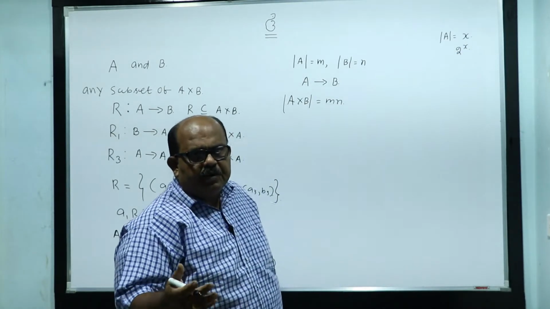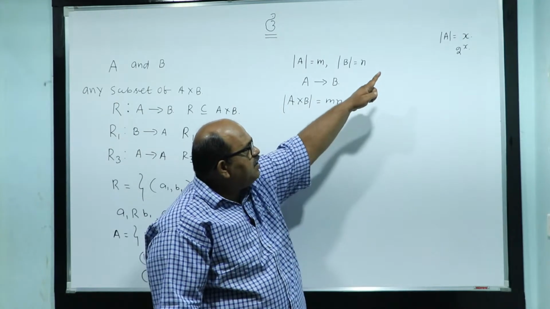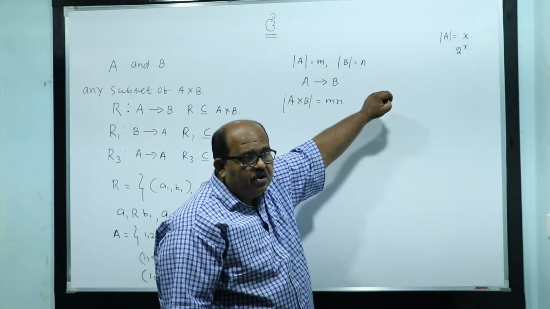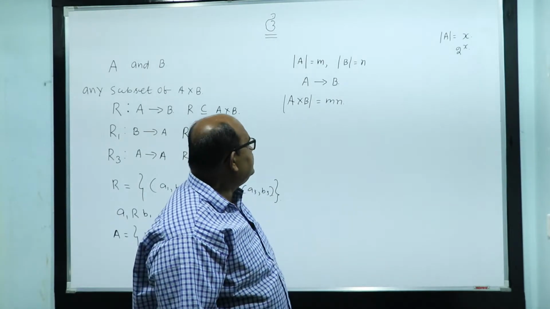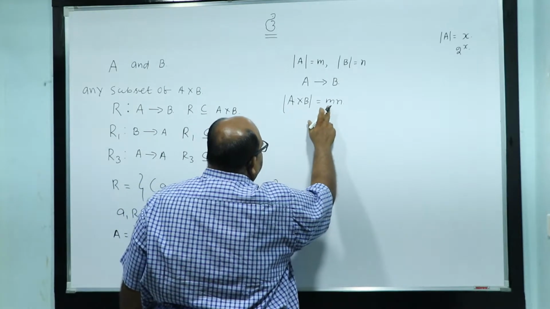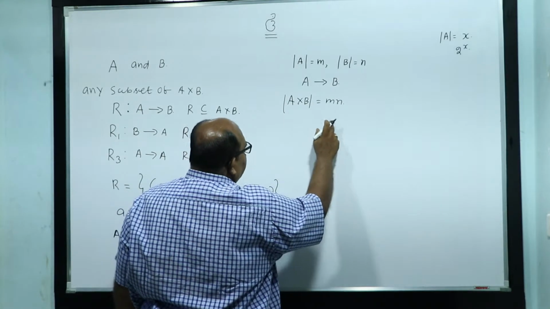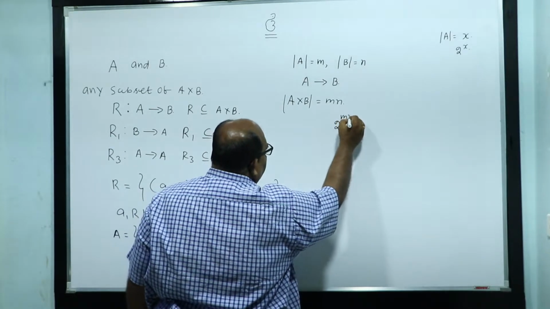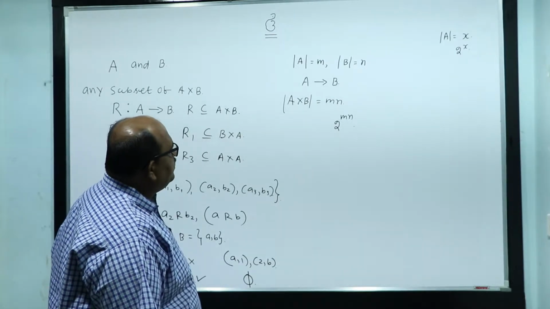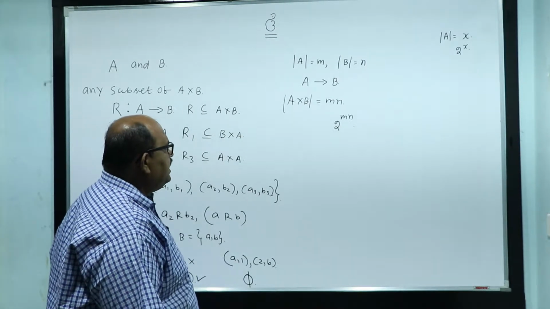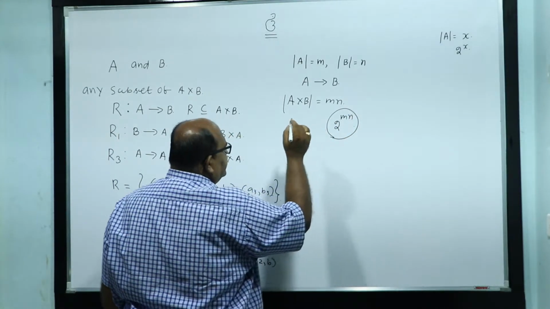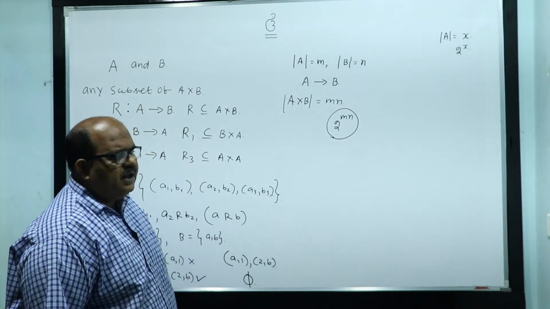Can you recall from previous things? If set A contains x elements, then how many subsets are possible? 2 to the power x subsets are possible. Similarly, if A into B contains mn elements, then how many subsets are possible? 2 to the power mn subsets are possible. So if 2 to the power mn subsets are possible, then clearly the number of relations from set A to set B is equal to 2 to the power mn.